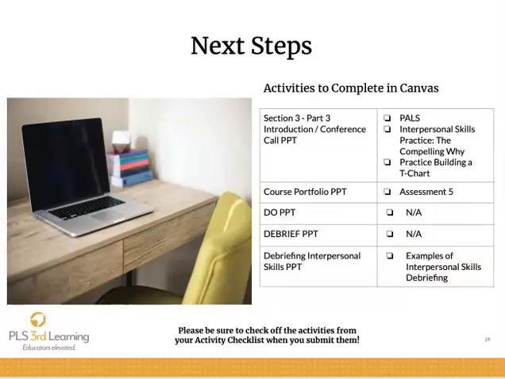Immediately after this introduction, return to Canvas Modules Section 3 Part 3, the Cooperative Learning 3D Model. Your first video will explore the course portfolio, which introduces us to Assessment 5. Your second video highlights the do aspect of the 3D model. Your third video investigates the debrief aspect of the 3D model. Finally, we will review debriefing interpersonal skills. Don't forget to check off that you have completed all section activities, including your section reflection. Let the good times begin.